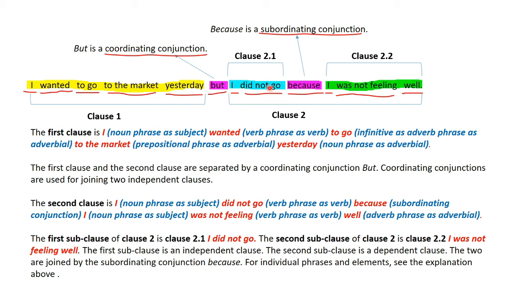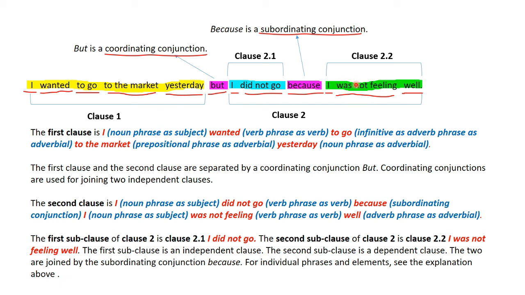Then we have the first subclause. I is the subject, did not go. Did is the auxiliary here. Not is indicating that it's a negative statement. Go is the verb. This is the verb string serving as the verb element of this clause. So this is subject and verb element. Then comes a subordinating conjunction. Then we have the subject for clause 2.2, that is the second subclause of clause 2.